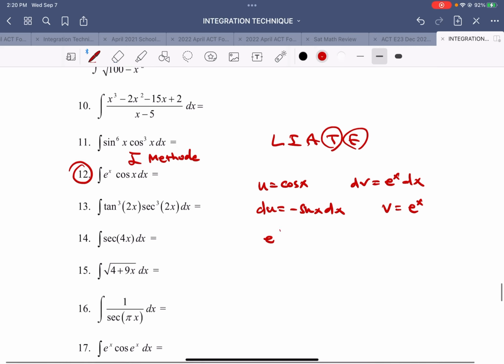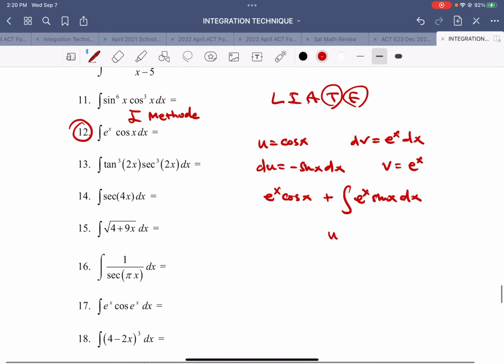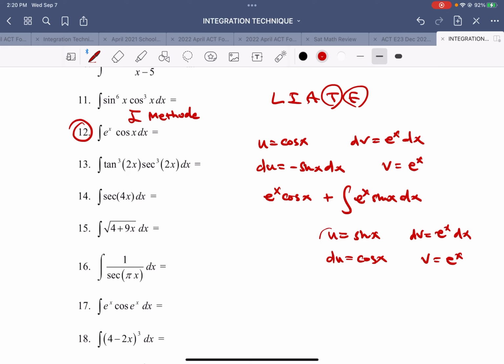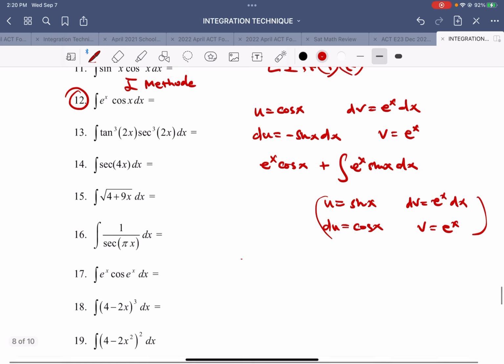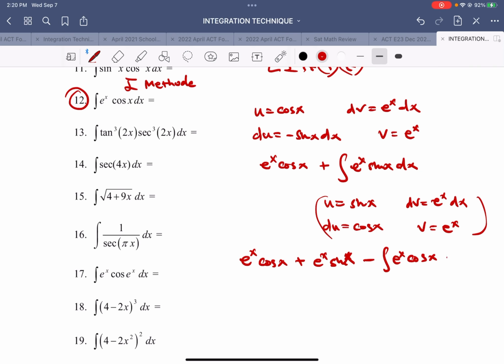Now uv, so e to the x cosine x, minus integral v du, so plus the integral of e to the x sine x dx. Now one more time. So u equals sine x, dv is e to the x dx. So du is cosine x, v is e to the x. Okay? So then it'll be e to the x cosine x plus uv, so e to the x sine x, minus the integral v du, integral e to the x cosine x dx.